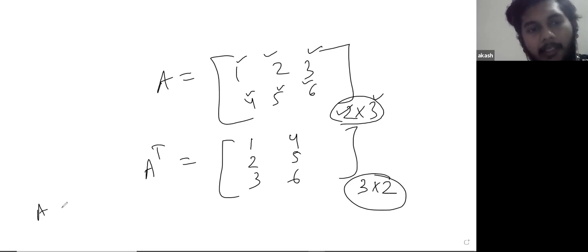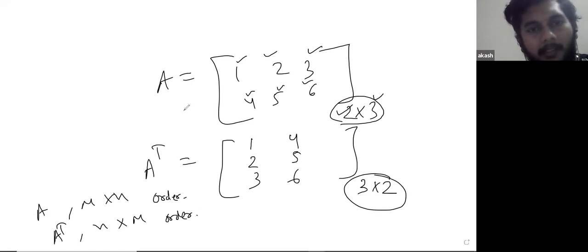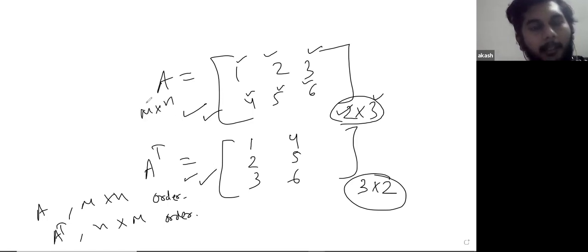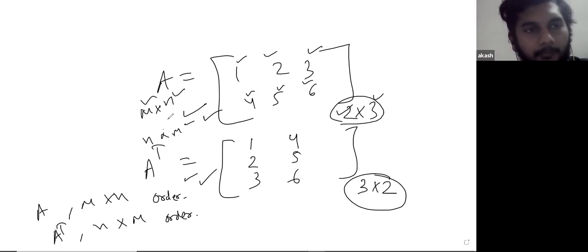If a matrix A has m cross n order, then A transpose would have n cross m order. Are we clear on this? If it has m rows and n columns, then the transpose will have n rows and m columns. Are we clear? The order will change. We're clear, Imran? Okay. So let me give you a question.